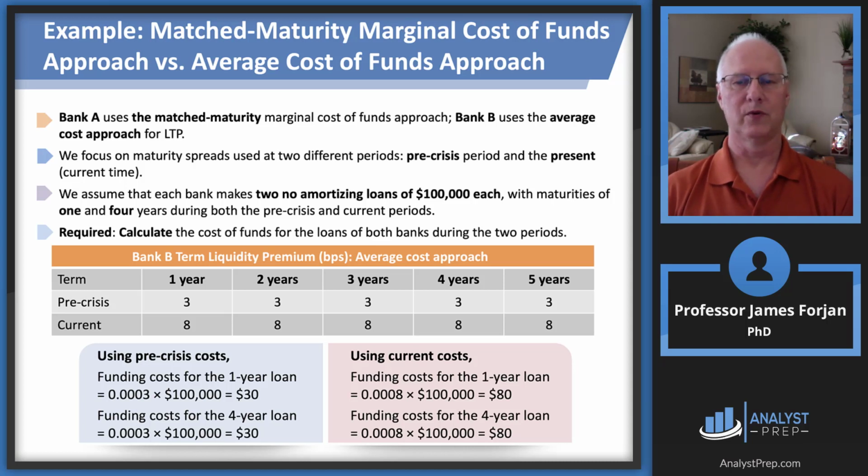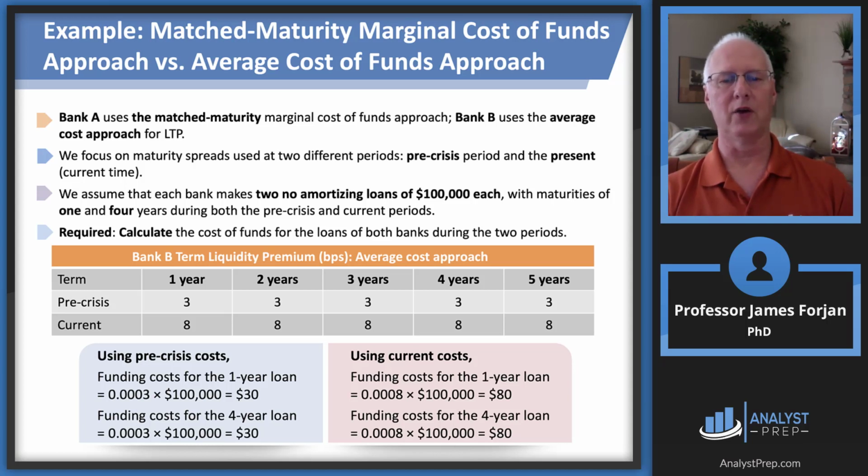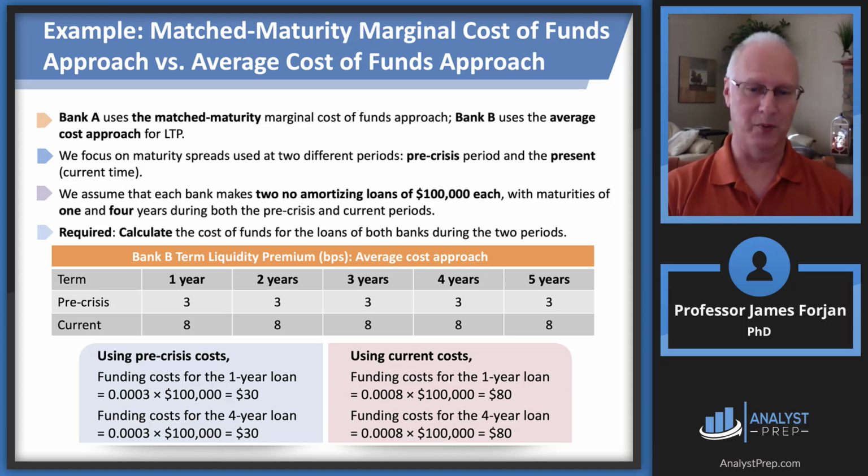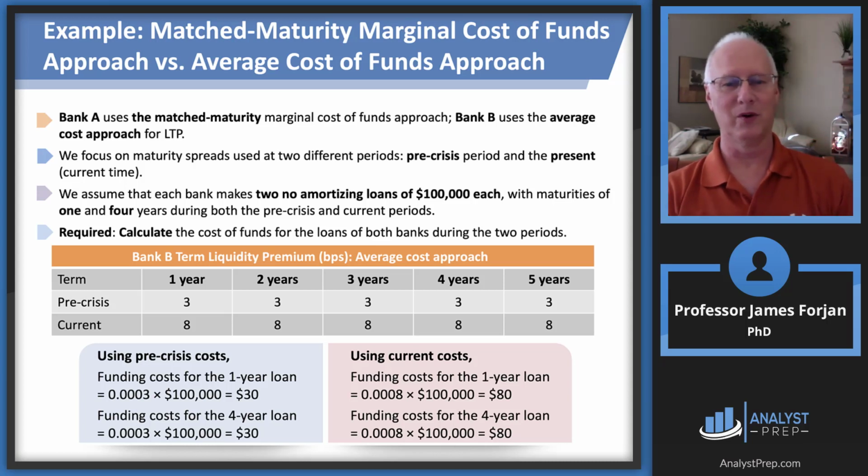And let's do this just quickly for the average cost approach. So what are we doing? We're taking the 3 basis points times the 100,000, right? And then the 3 basis points times the 100,000. So boy, let's scratch our heads again. All right, 3 basis points for both the 1-year and the 4-year loan. Okay, so that's 30 and 30. And then for the current cost, what did we do? We bumped up the basis points to 8. So 8 times 100,000 gives me 80.